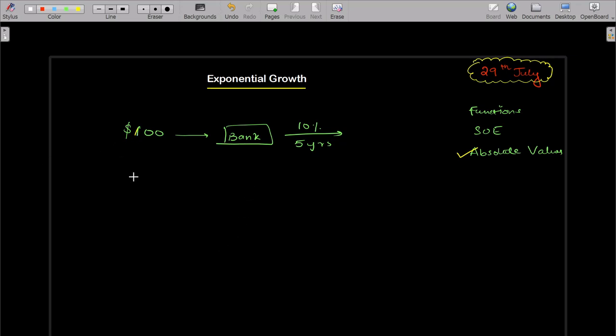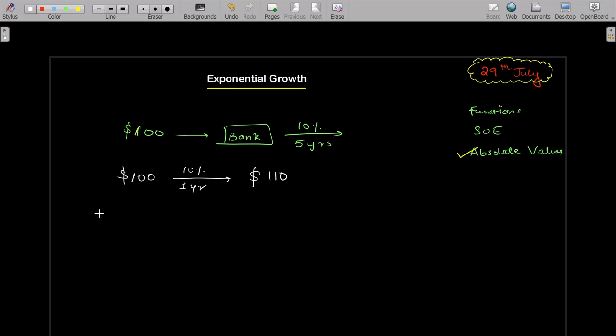So the bank takes your $100. Then every year they are applying 10% interest, right? So you will keep getting 10% of your amount every year. So 10% first year. So Anika, at the end of the first year, how much money will be there in your account? Would it be 110? Yes, 110 at the end of the first year.